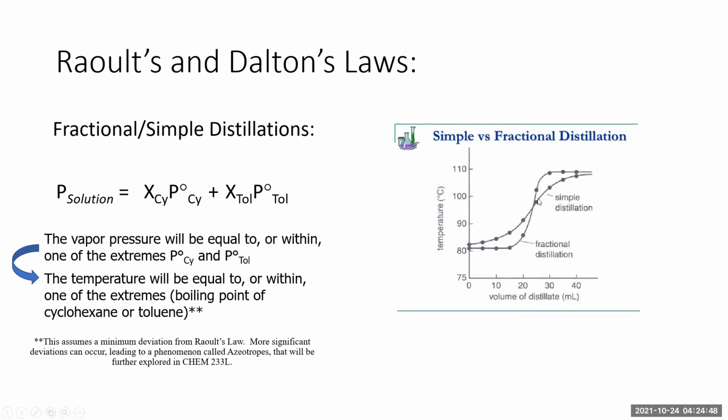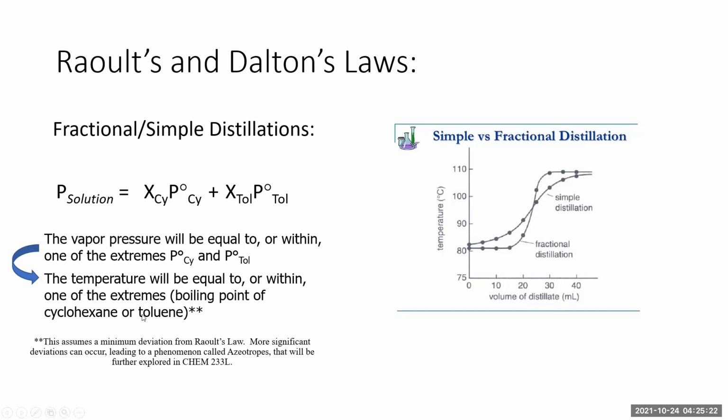And simple distillation is much more likely to produce a graph where it goes up more gradually instead of sharply, meaning we don't really ever collect pure cyclohexane. It's always some sort of mixture of cyclohexane and toluene, where it's more cyclohexane to begin with, and then later on, as that's removed, we eventually get fractions that are more primarily toluene.